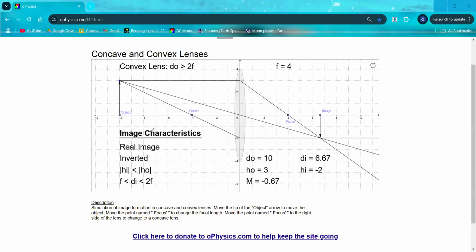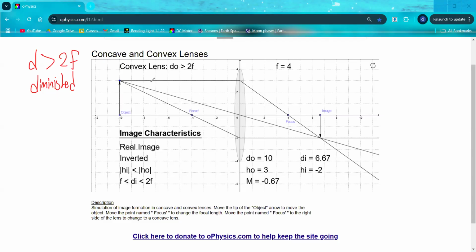So when the distance is greater than 2f, what happens to the image? It's inverted and it's real, but it's also diminished. The image is diminished when the object is at a distance greater than 2f.